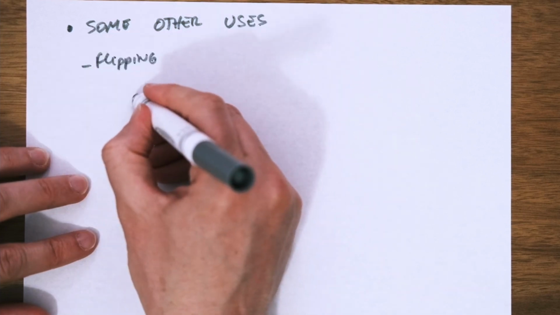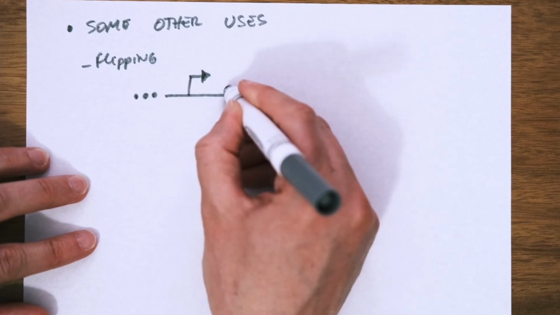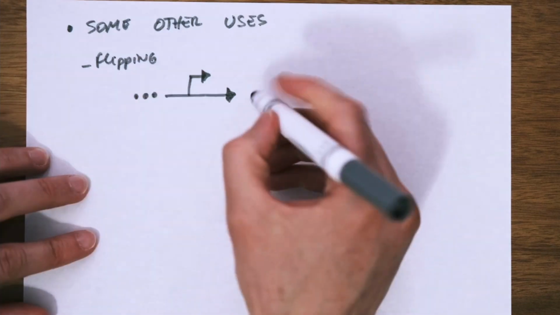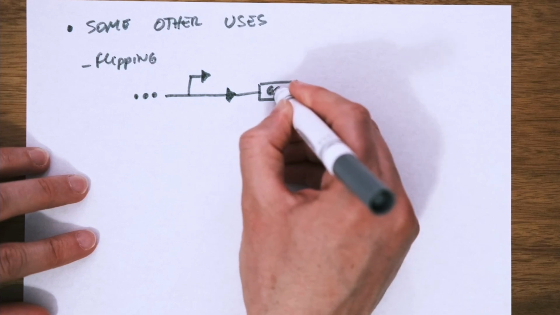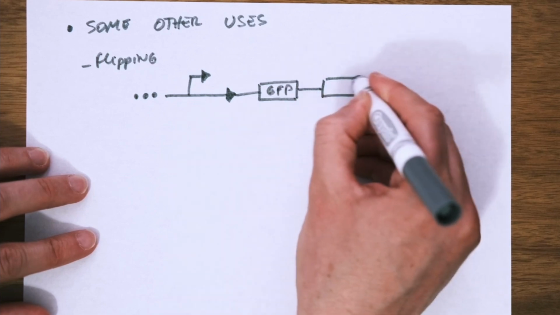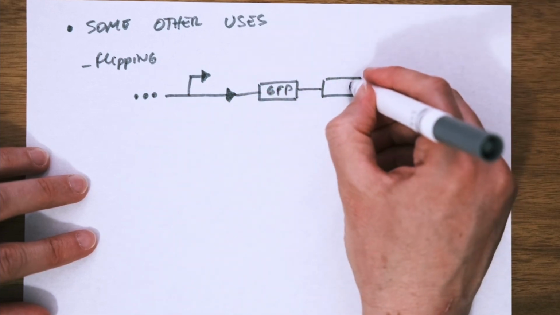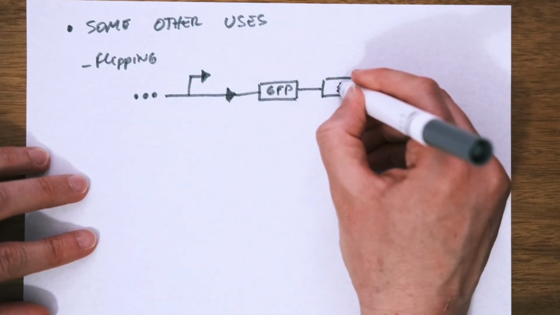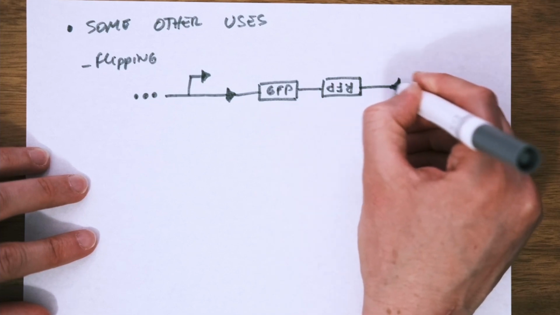So for example, let's say that we have a gene with a promoter, and we put a LoxP site, and then we have a gene that, let's call it GFP, and after that we have the RFP, but not in the same strand but in the opposite strand. So this is the RFP, and then we have a LoxP site going in the other orientation.